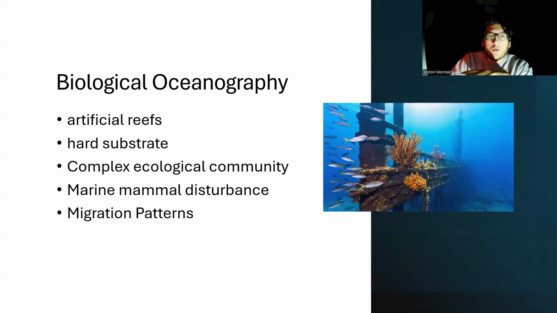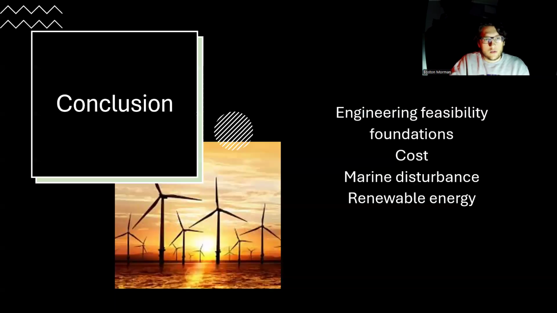And then biological oceanography. So having these turbines create artificial reefs because they have hard substrate where you generally have softer soils. And this can create a complex ecological community, but it can also disturb migration patterns and marine mammals.